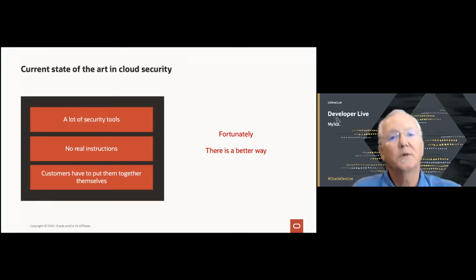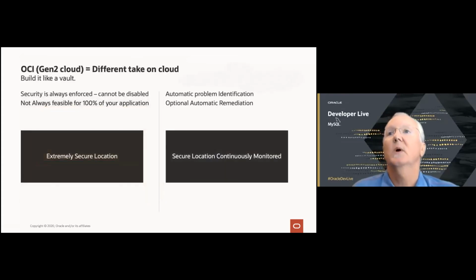First, there is a challenge with Gen 1 clouds. There are a lot of security tools, but not many instructions on how to put it all together. There really is not enough isolation in how they're architected, and customers have to integrate and cobble together everything. This complexity makes it difficult to tell if you're really secure or not. And if you don't know you're secure, that's a problem.